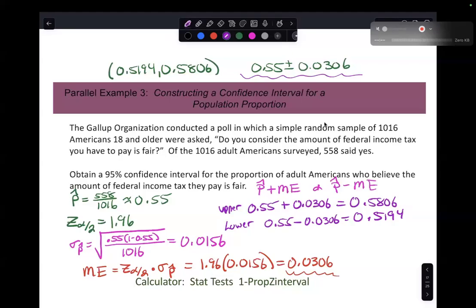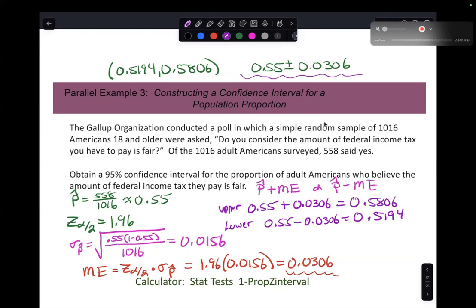So the people who believe that the amount of income tax they pay is fair is 55% plus or minus 3%. Or we can say that we are 95% confident that the actual percent of people who believe that they pay a fair amount of federal income tax is between 51.94% and 58.06%. Usually I would say between 52 and 58. I would do some rounding there, but it really just depends on what MyOpenMath wants you to do. Listen to them, they're the boss.